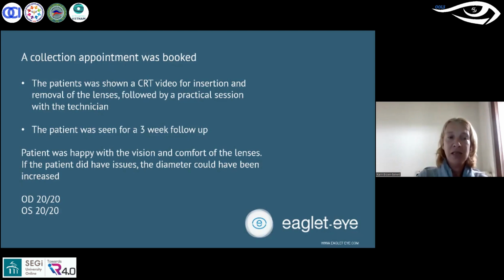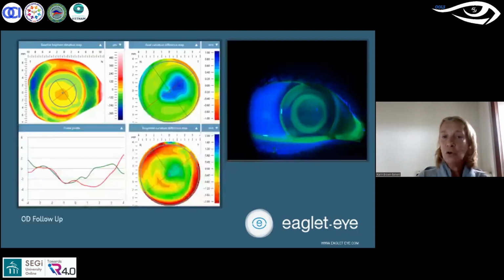If we're just looking at the images here, vision was 20/20 in both eyes. So these are the comparison maps. We've got a baseline measurement. So you've got your bisphere elevation map, which is the baseline measurement. And then the other three, the actual curvature difference map, the tangential curvature difference map, and the power profile, are the follow-up maps. That's just really to show that the lens is sitting centrally, that it's not giving you the smiley face or the frowny face where you need to change the return zones. And then of course the power profile will give you an idea of how much of the power has changed.